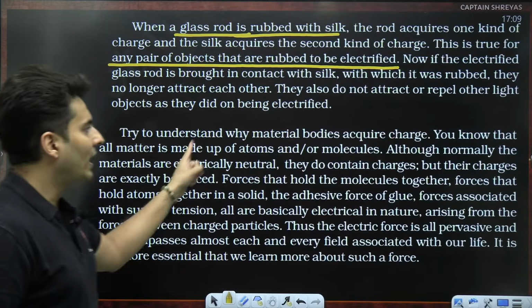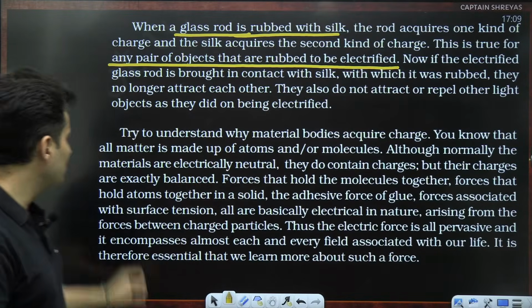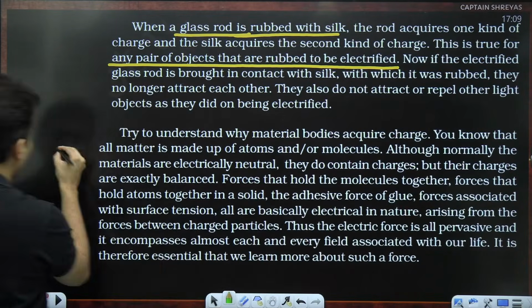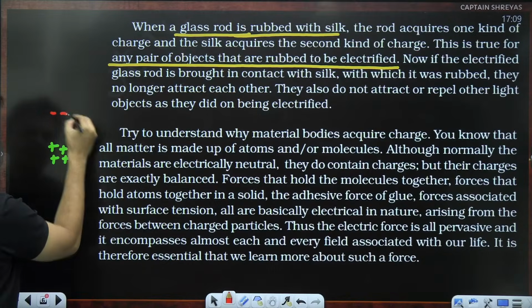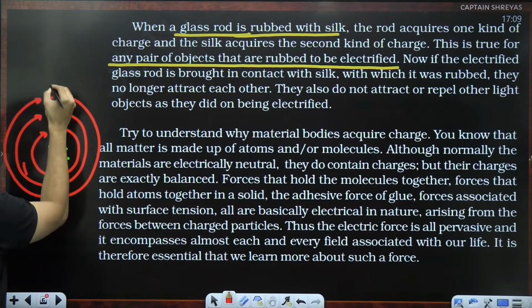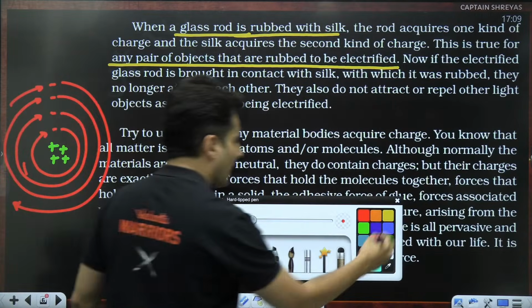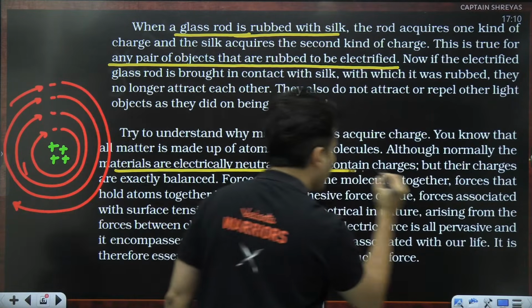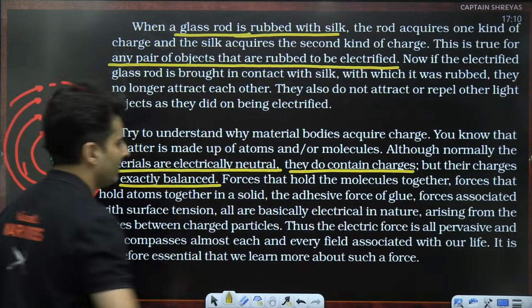So why do they acquire charge is something we'll get to know from this. All material is made of atoms and molecules. Although most of the materials are neutral, they do contain charges. Just think about it. Even in an atom, there is a positively charged nucleus, and the negative charges go around it. As many positive charges as there are, exactly that many negative charges are there. So as such we know that the atoms are electrically neutral, but they do contain positive and negative charges which are exactly balanced.